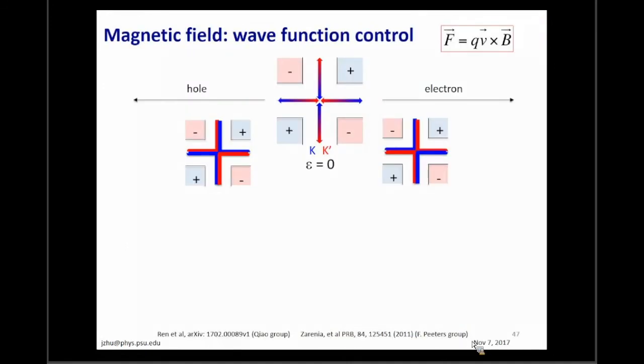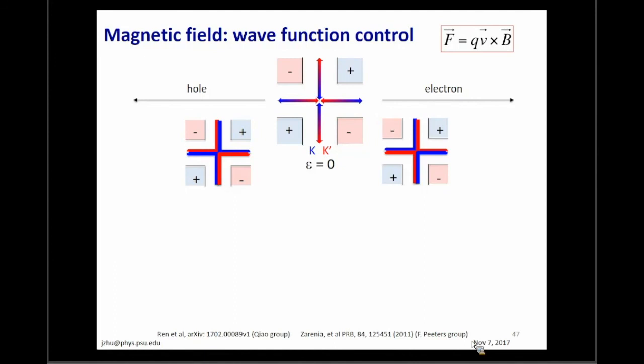But you can do a little bit more by turning on the magnetic field. Remember, magnetic field exerts a Lorentz force on a charge, and it also has to do with the direction of the current. So on the kink states, magnetic field does a very cool thing. If you're sitting at the charge neutrality point, the wave functions of the K and K prime are always on top of each other. Doesn't matter whether you have field or not.